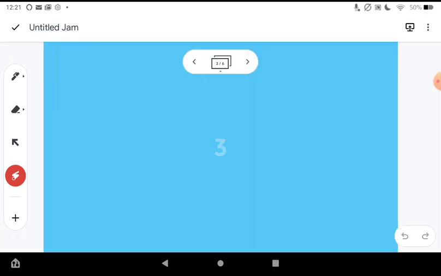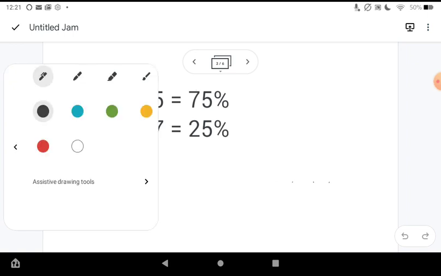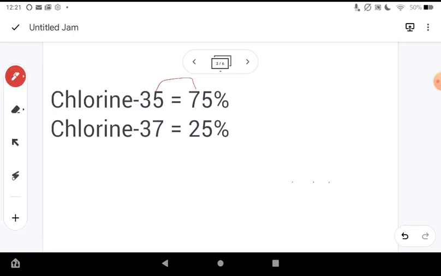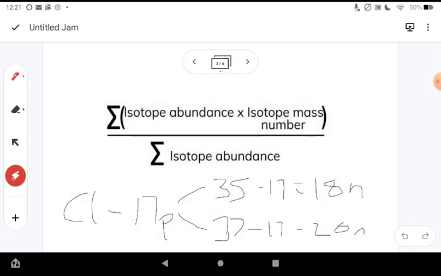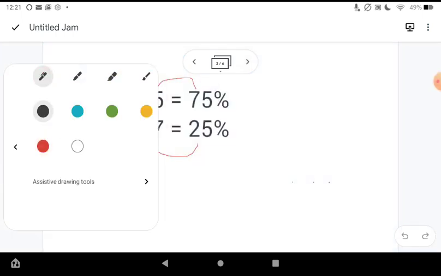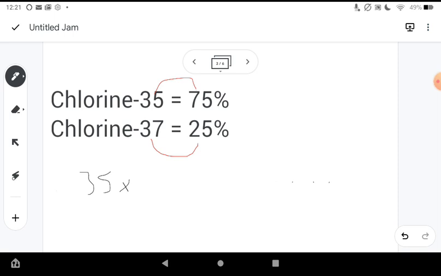Now, if we have a look at this as an example, we've got chlorine 35, and 75% of them will be chlorine 35. If you have a look at the periodic table, the mass of chlorine is written as 35.5. That's an average. For every 100 atoms, 75 of them will be chlorine 35. For every 100 atoms, 25 of them will be chlorine 37. And we need to plug that into our equation. So my masses and my abundances are multiplied together. So that means I've got 35 times 75, and I've got 37 times 25.